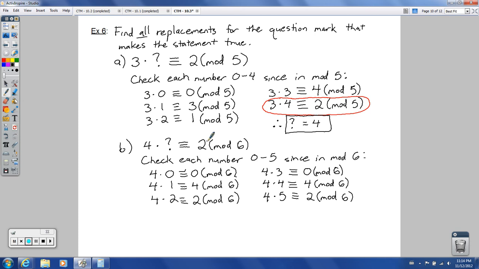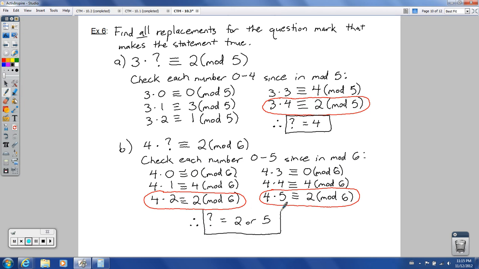Which ones give you what you wanted? There's actually 2 here that give you what you want. This one, so put this in a different color, this one, and this one give you what you wanted. And so I would say, therefore, the question mark could either be 2 or it could be 5 in this case. Remember, we're not going past what's allowed in the modulus, so we're not going past 5 here. So the question mark is going to be 2 or 5.